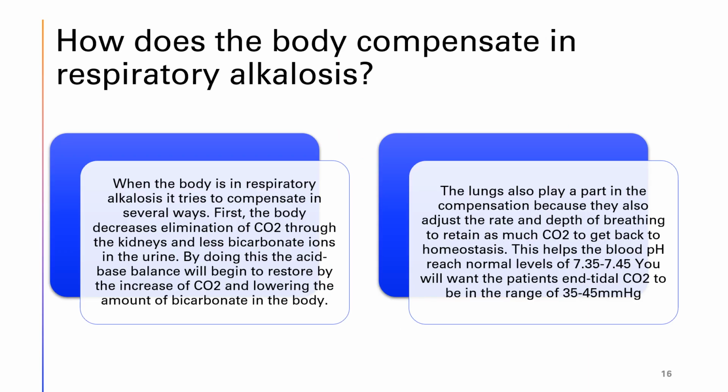But how does the body compensate for respiratory alkalosis? So our bodies are pretty great. When the body is in respiratory alkalosis, it tries to compensate in several ways. First, the body decreases elimination of CO2 through the kidneys and excretes more bicarbonate ions in the urine. By doing this, the acid-base balance will begin to restore by the increase of CO2 and the lowering amount of bicarbonate in the body. The lungs also play a part in compensation, because they also adjust the rate and depth of breathing to retain as much of the CO2 to get back to that normal range, homeostasis.